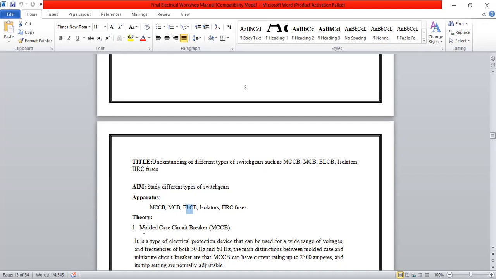We will see one by one. The first one is the molded case circuit breaker, MCCB. It is a type of electrical protection device. In switchgear and protection, it is a switchgear protecting device. The devices used to protect the line are included in the switchgear equipment. This switchgear equipment is used to protect your power system or your device.